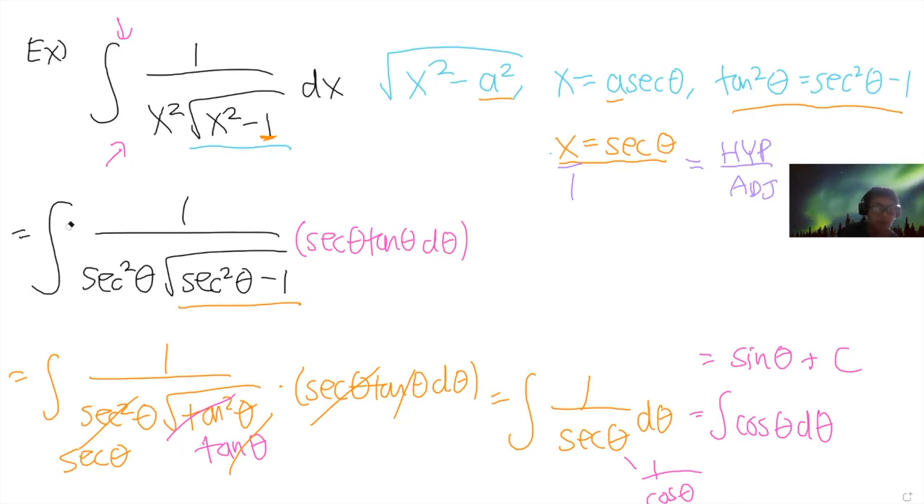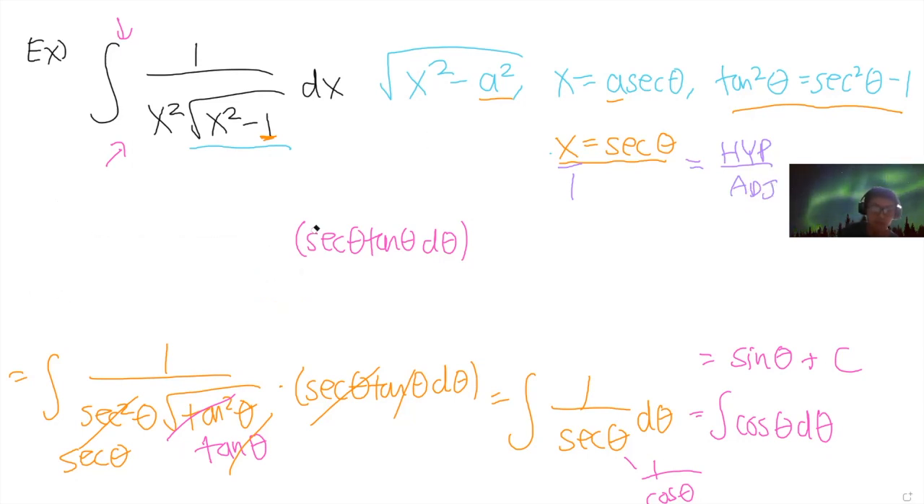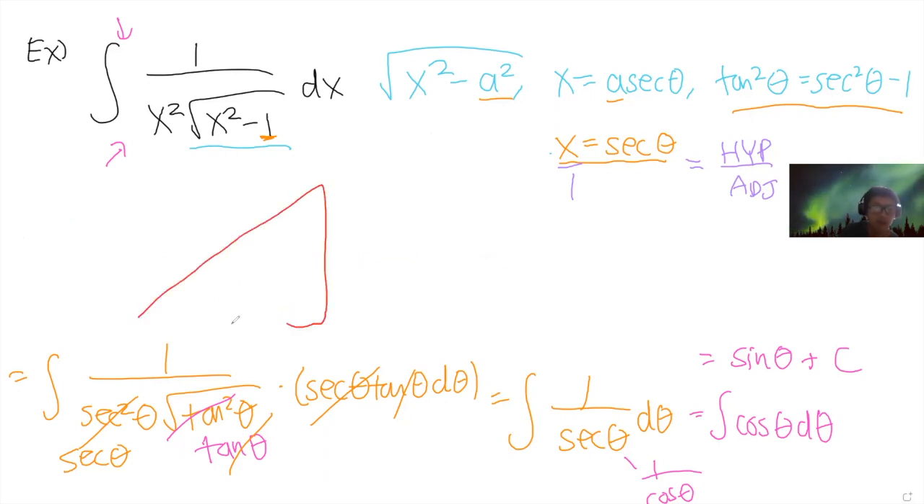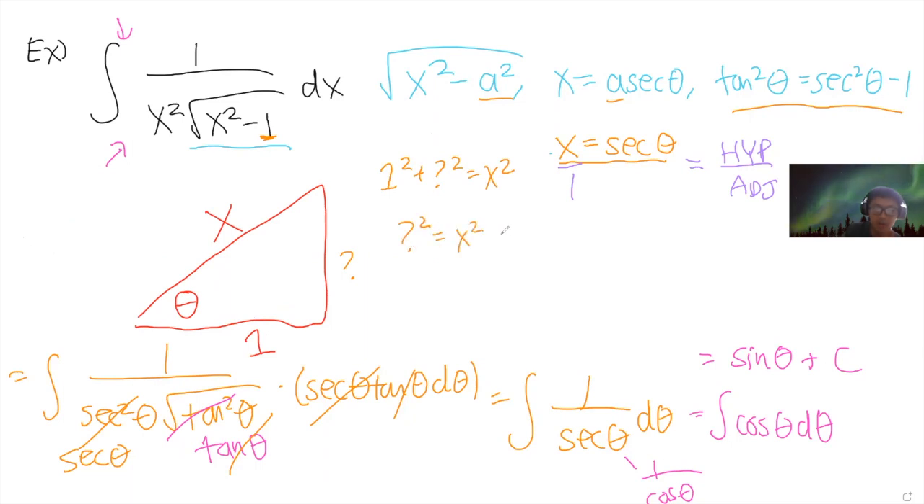I'm going to erase a little more so we have a little more space. From here, you're going to draw your triangle. Your triangle will be your best friend. So draw the triangle, put a theta on the side. All right, x goes on the hypotenuse, 1 goes on the adjacent. You need to find this question mark. So we're going to use a squared plus b squared equals c squared, right? So it's going to be 1 squared plus question mark squared equals x squared. So you're going to get question mark squared equals x squared minus 1. Take the square root of both sides, you get the square root of x squared minus 1.